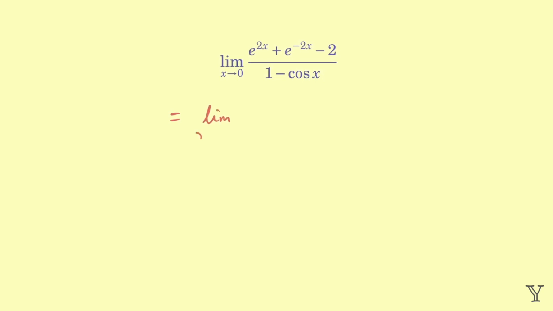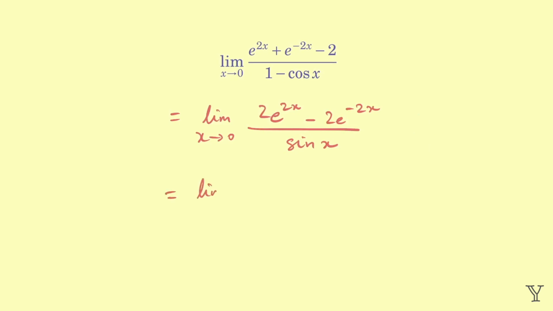Differentiating the numerator, we get 2e^(2x) minus 2e^(-2x). Differentiating the denominator simply gives us sin x. Let us examine the new expression at x equal to 0. In the numerator, we have 2 minus 2, and in the denominator, we have sin 0. Therefore, we once more have an expression of the 0 upon 0 form. Let us apply L'Hopital's rule a second time.